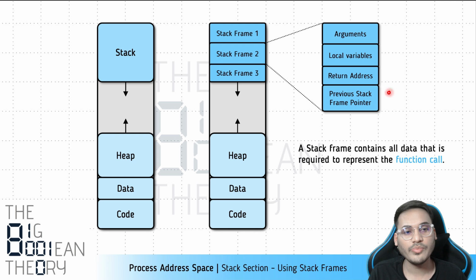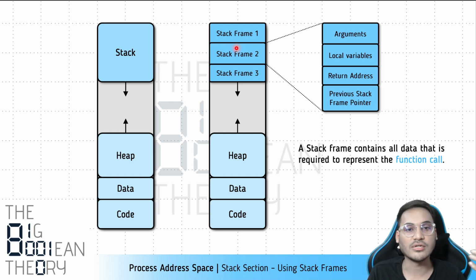Then the final piece of information that is stored in the stack frame is the previous stack frame pointer. So as you can see, for every function we have a stack frame, okay, and there can be a chain of function calls. So in the stack section there can be several stack frames at any given point in time, right? And when the current function returns, let's say function 3 is going to return, then this stack frame will be removed, right? And then the stack frame 2 will be on the top of the stack.